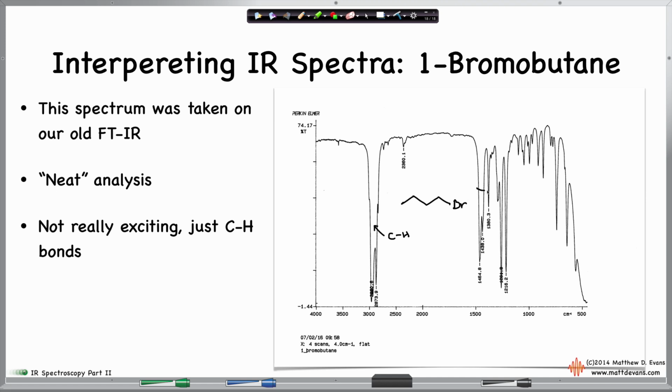And of course, this is the fingerprint region, so this spectrum is always going to look the same for 1-bromobutane. So that's another way to identify this compound, just by matching up spectra, but not really exciting, but that's 1-bromobutane.